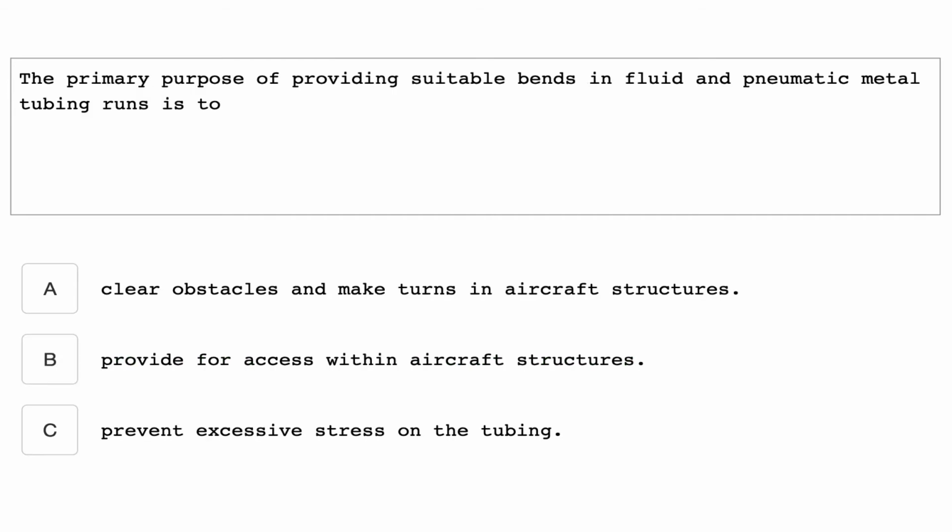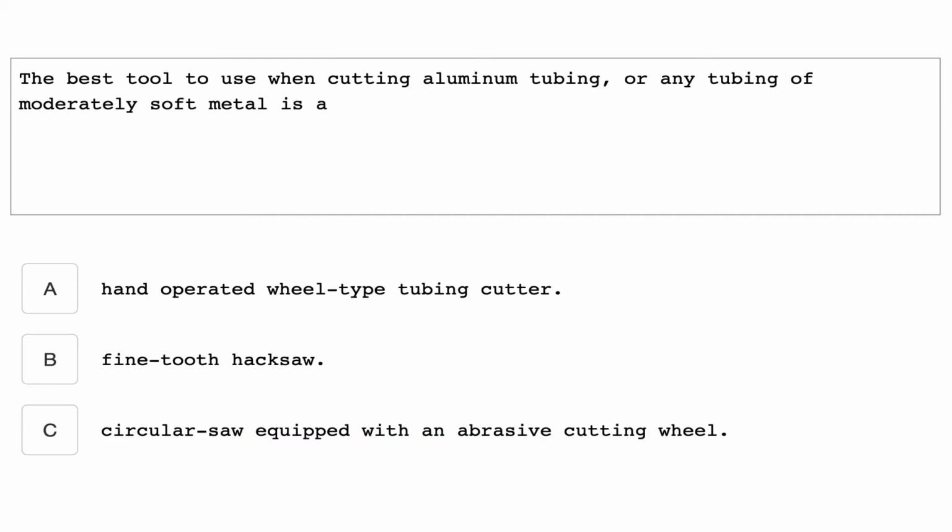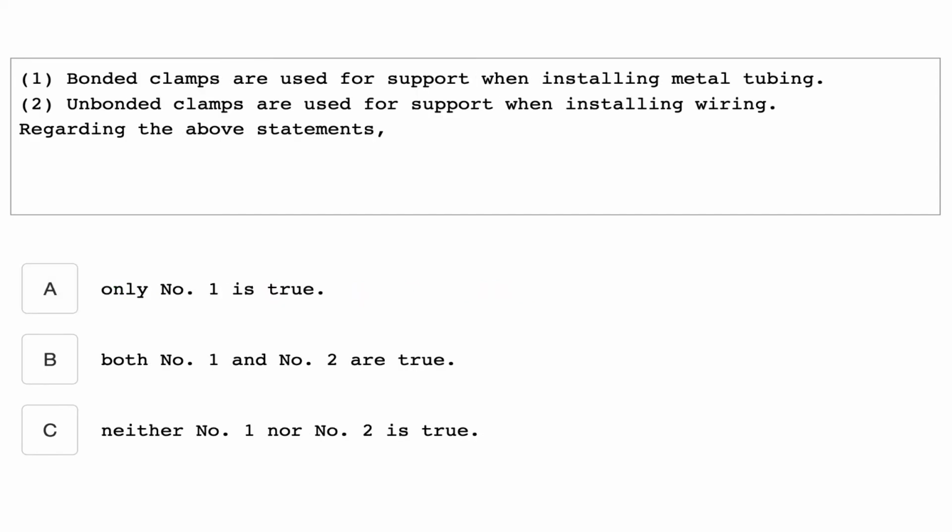The primary purpose of providing suitable bends in fluid and pneumatic metal tubing runs is to prevent excessive stress on the tubing. The best tool used when cutting aluminum tubing or any tubing of moderately soft metal is a hand-operated wheel-type tubing cutter.